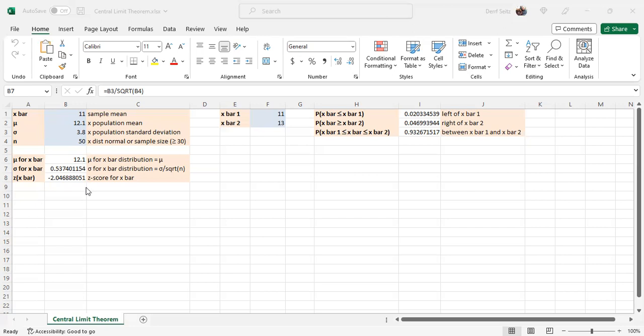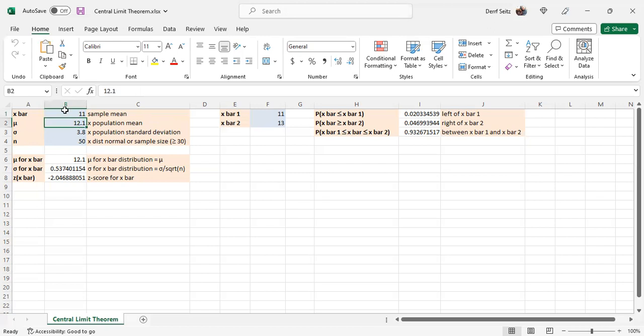And the Central Limit Theorem makes significant statements about the sampling distribution. On the left-hand side of this spreadsheet, you need to enter some data that it will use in order to do the calculations.